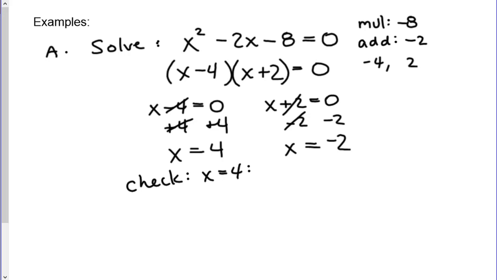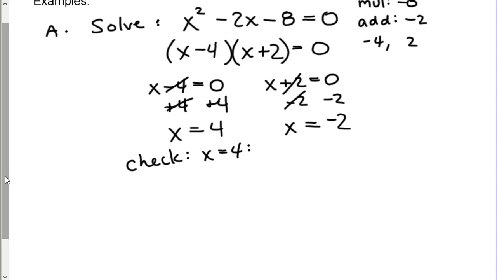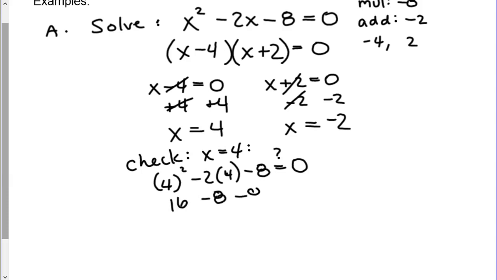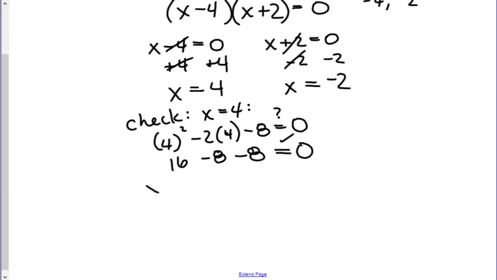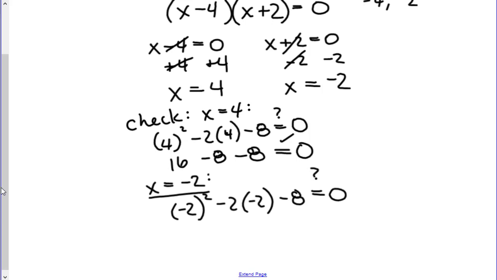So if I put x equals 4 back into the original equation, then I would have 4 squared minus 2 times 4 minus 8, which should equal 0. So let's see. This is going to be 16 minus 8 minus 8, which does in fact equal 0. So that checks out. If I plug in the other, x equals negative 2, let's see if it works. It would be negative 2 quantity squared minus 2 times negative 2 minus 8, and that should equal 0 as well. So this is going to be 4 plus 4 minus 8, which does equal 0. So these both work out.